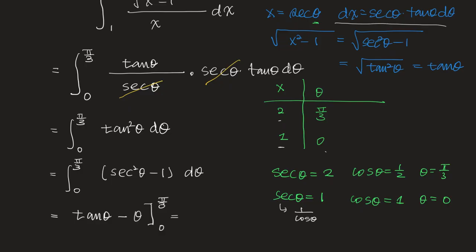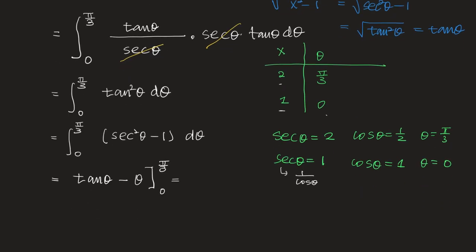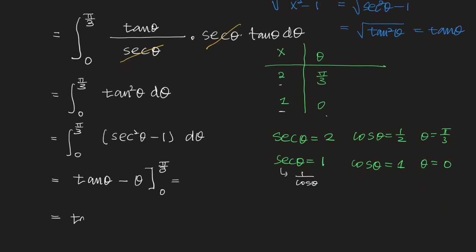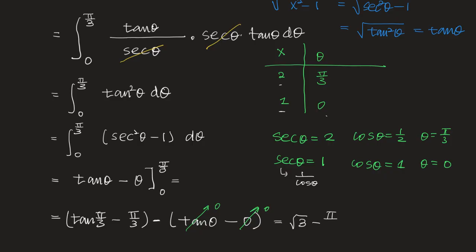When you plug in pi over 3 first, guys, tangent pi over 3 minus pi over 3, minus tangent 0 minus 0. You already knew that this is a 0, this is a 0. Tangent pi over 3 is square root of 3, so the answer is square root of 3 minus pi over 3. That's how to solve this case 3, guys.